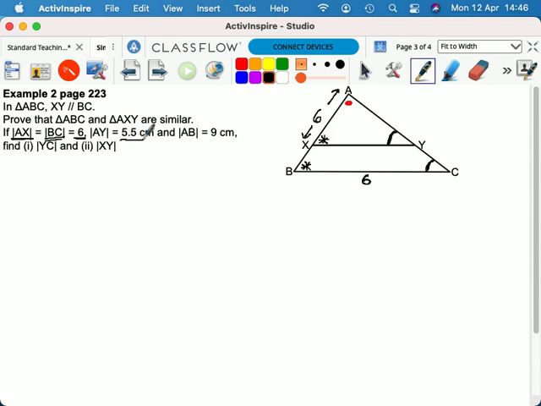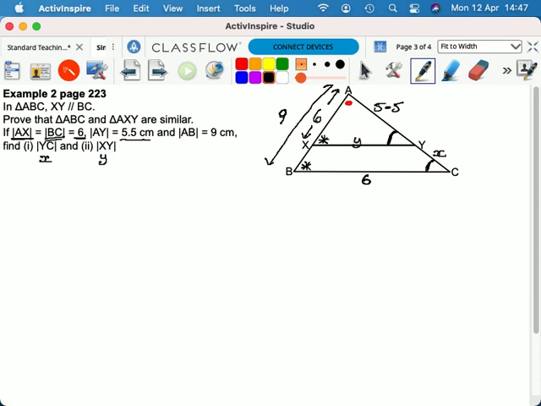AY is equal to 5.5. And AB is equal to 9. And it's asking us to find YC. So where's YC? YC is down here, and I've decided to call YC x. And it asks me also to find XY, and XY is this line here, and I'm calling it y.